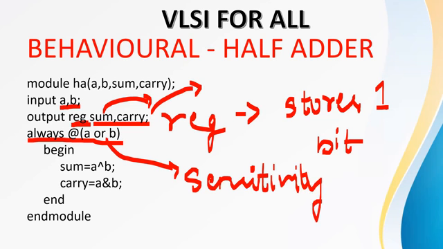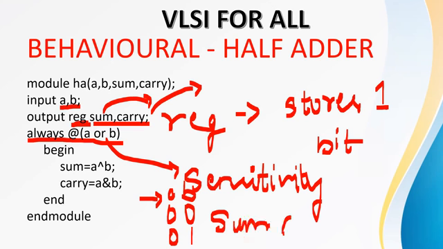Always at A or B. What does A or B indicate? If there is any change in input A or input B, then I should begin. I have given the inputs, and there is some change. This is A input, this is B. There is some change, and when I go to 0, 1, again there is some change. Whenever the change happens, the sum should be calculated and the carry should be calculated. That is how this works.